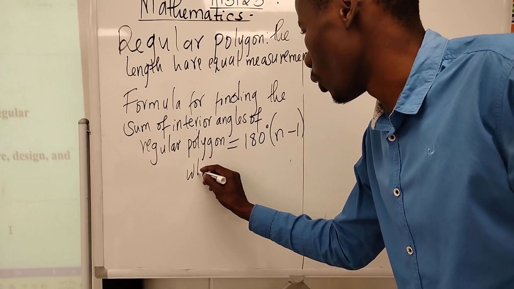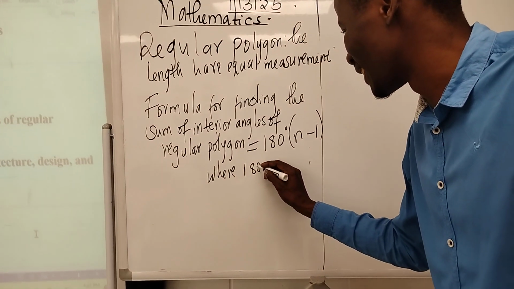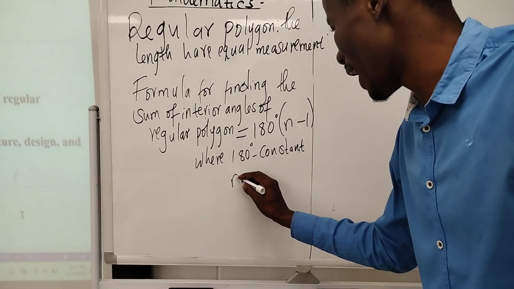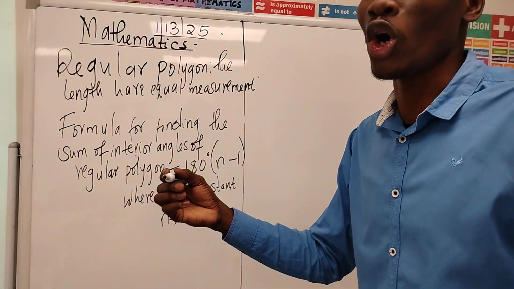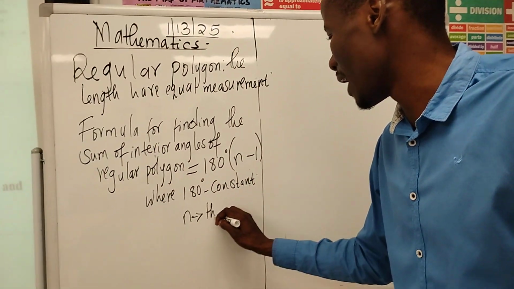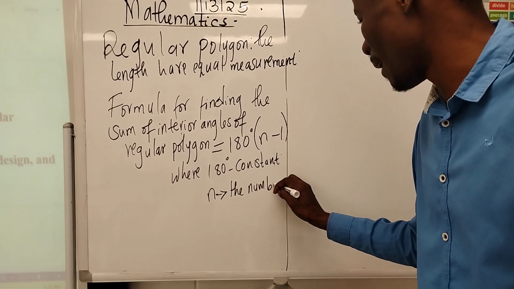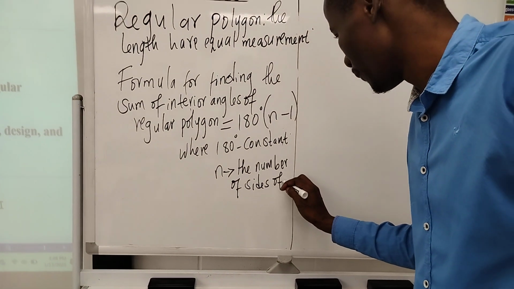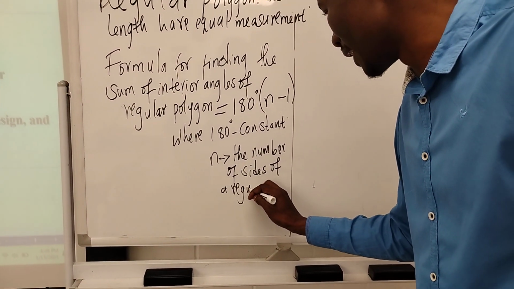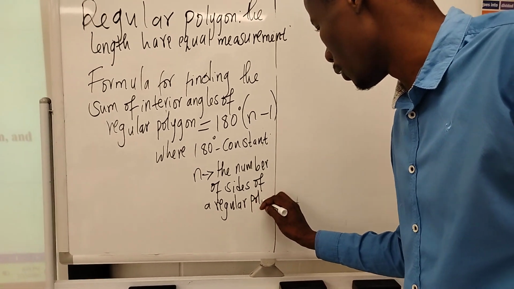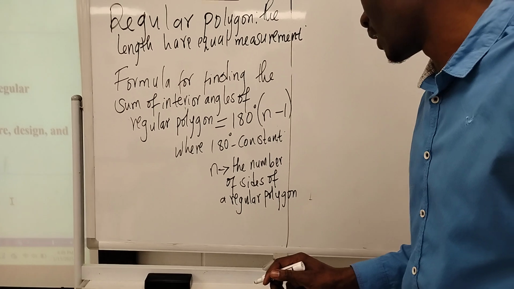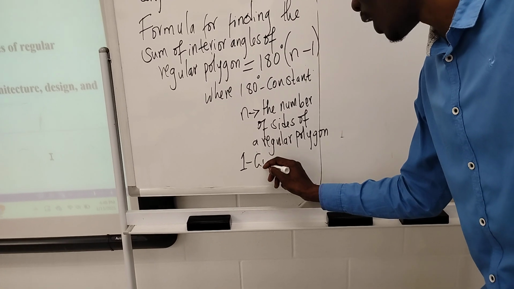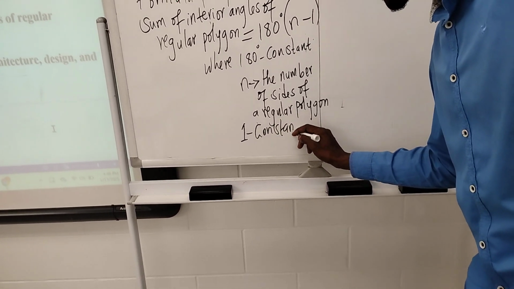Here, 180 degrees is a constant. We have n. N represents the number of sides of a regular polygon. 2 is also a constant number, meaning it doesn't change.